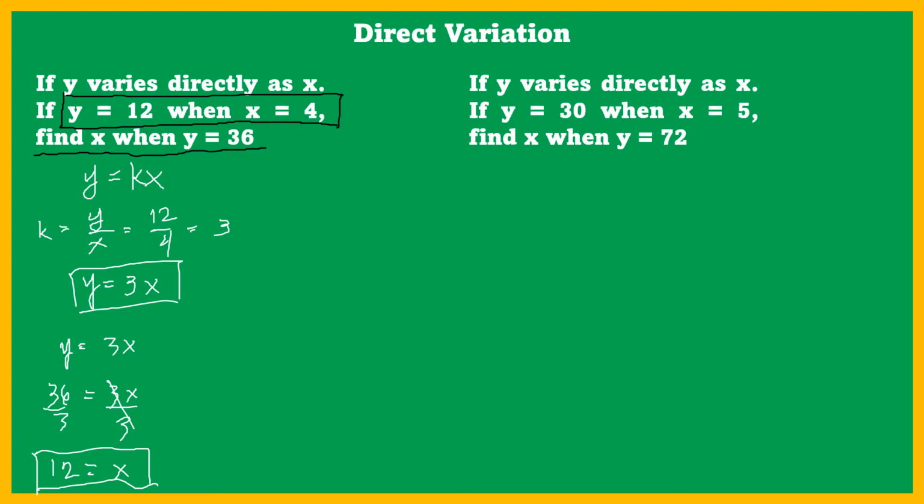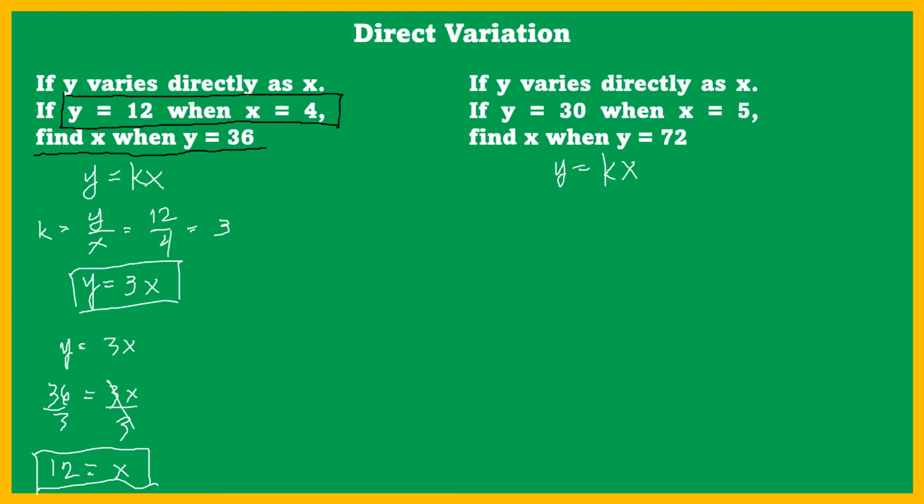Next, let us say we have another problem. If y varies directly as x and y is equal to 30 when x is equal to 5, find x when y is equal to 12. So, same procedure, we need to determine first the equation of variation, which is denoted by y is equal to kx. Again, hindi palaging y and x yung ginagamit. Minsan, meron ding ibang mga variable. Ano po? But based on the problem, malalaman nyo naman kung ano yung magiging equation of variation.